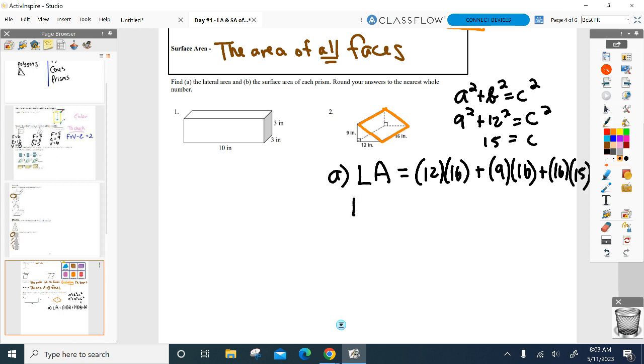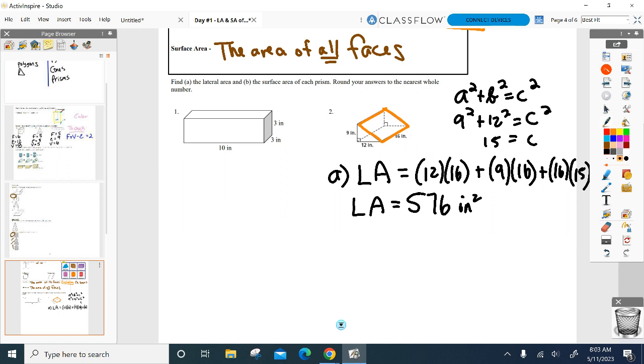So I add them all up. Multiply, add them all up. 576. If you guys use units, we're still finding an area, lateral area. So you would still square the units if you put units on it. All right, we still square.